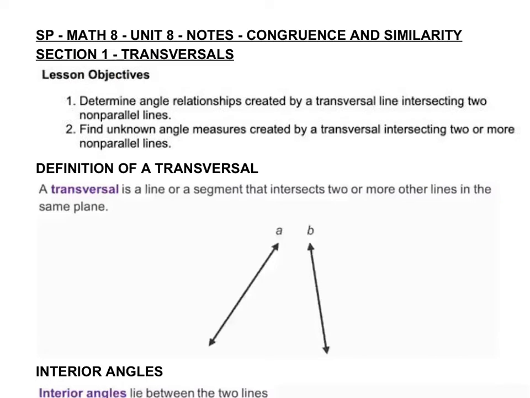So our objectives today, we want to determine angle relationships created by a transversal line intersecting two non-parallel lines, and find unknown angle measures created by a transversal intersecting two or more non-parallel lines.